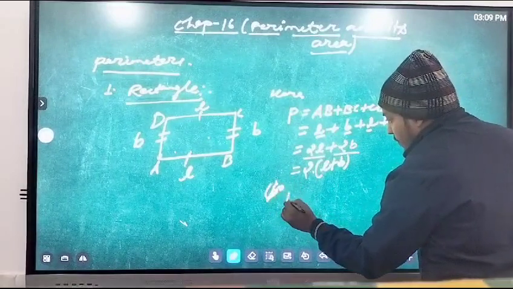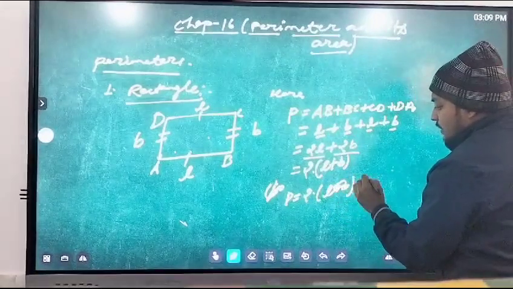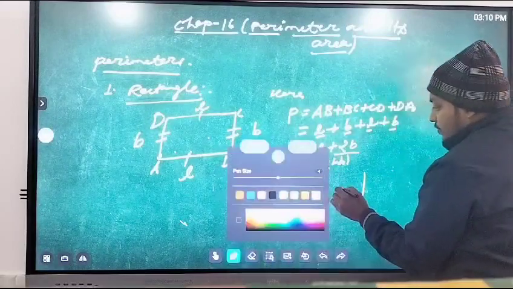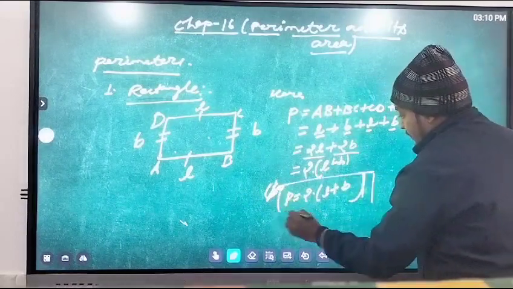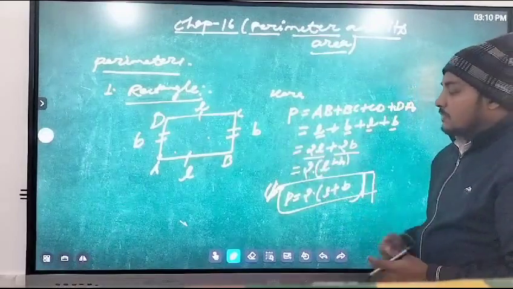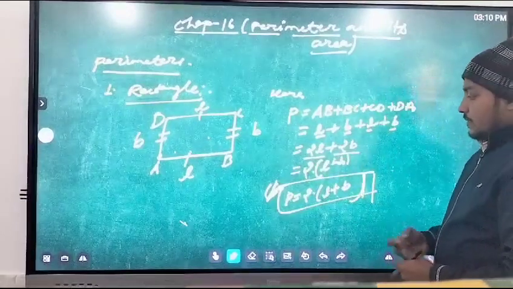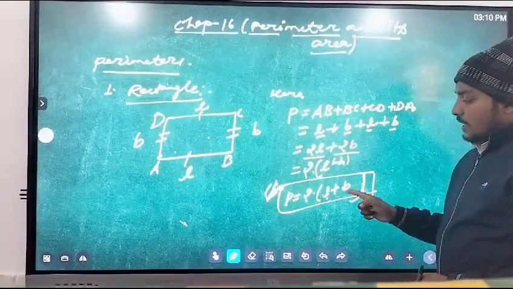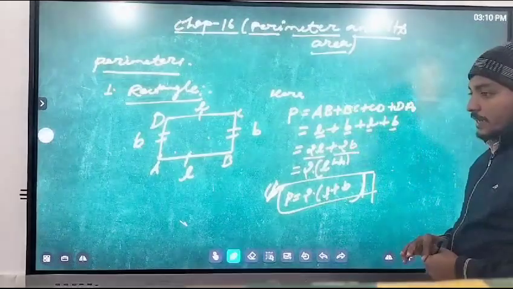So the perimeter of a rectangle is equal to 2 into, in round brackets, L plus B. We take the value of L as 2 centimeter and the value of B as 4 centimeter. Then the perimeter of the rectangle is equal to 2 into 2 plus 4. 2 plus 4 is equal to 6, and 6 into 2 is 12 centimeter. So 12 centimeter is the perimeter of the rectangle.